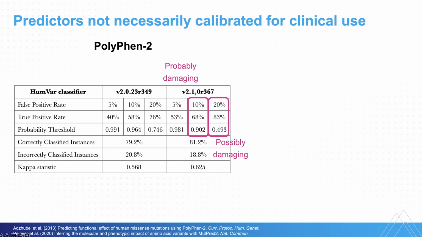Now, this method was developed back in 2010. The data set was not necessarily clinically oriented in the way we would think of pathogenic and benign variants today, or at least the way the ACMG-AMP guidelines would think of them.